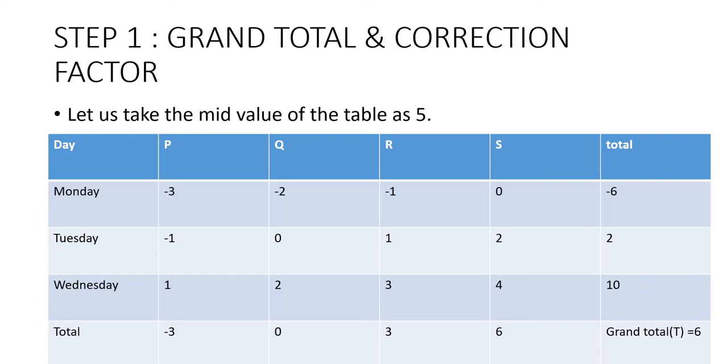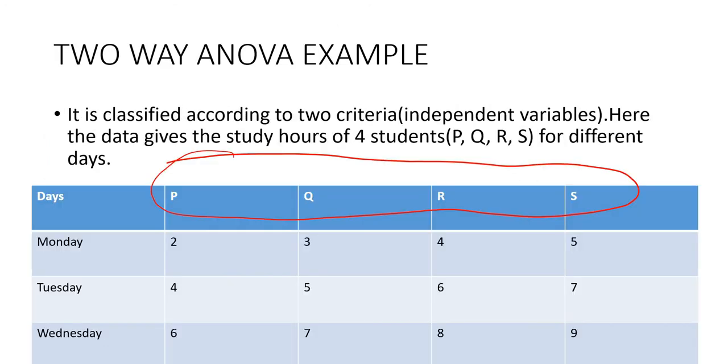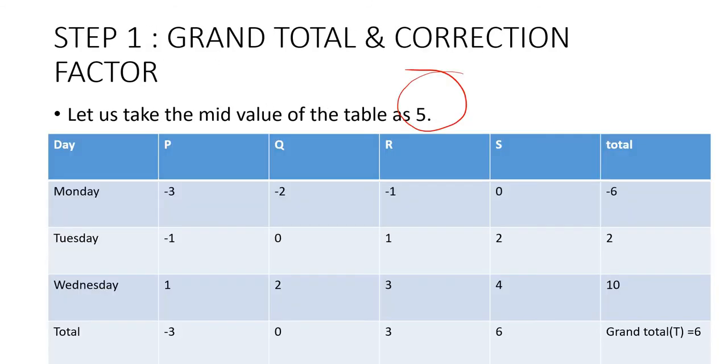This is the first step of the two-way ANOVA test. We need to calculate the grand total and correction factor. So let us take the mid value of the table as 5. From that we will calculate the other values. Here you have the table and the mid value. This 5 is taken as a reference and we are calculating from it.